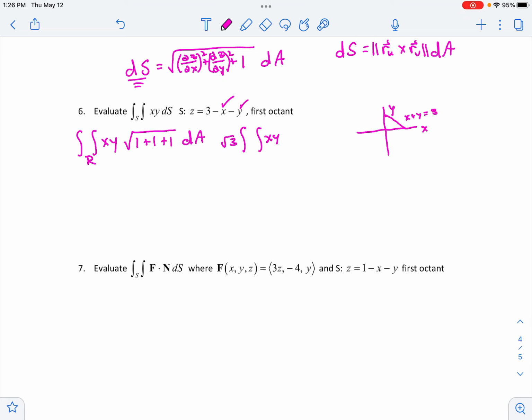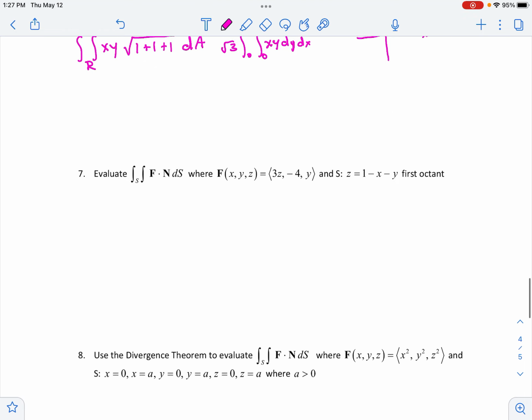Now, we got to integrate. I'll integrate with respect to y first. We're going to go from 0 to 3 minus x. See? And then integrate with respect to x, and I'm going to go from 0 to 3. And there's our double integral there. That's just a simple double integral.